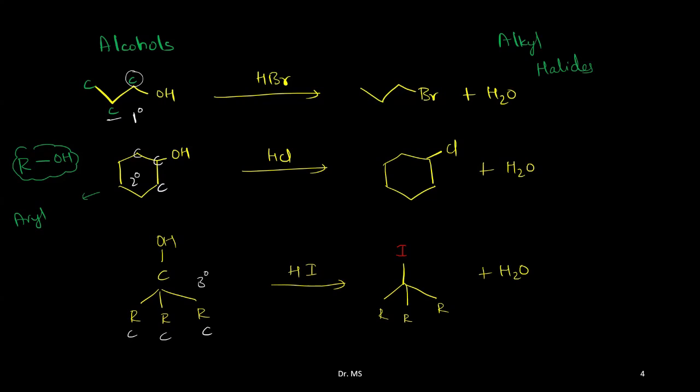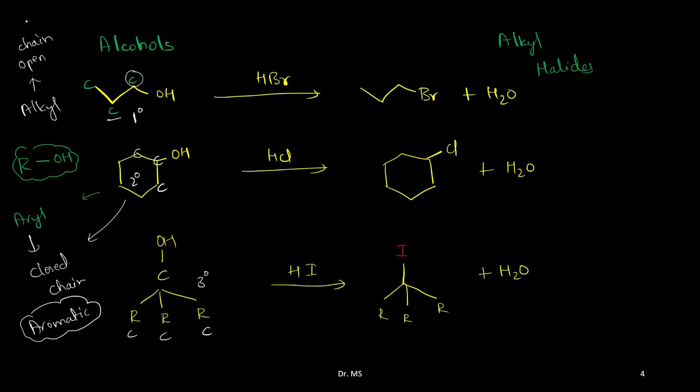It comes in the arene group, right? No, it comes under alkyl. Alkyl group attached to OH. Aryl means it's a ring. Remember, aryl means it's a closed chain. You can see this is a closed chain, whereas this one is an open chain, so you call it alkyl. Alkyl means open chain, aryl means closed chain. Or you can also call it an aromatic compound, whereas the open chain is called an aliphatic compound.